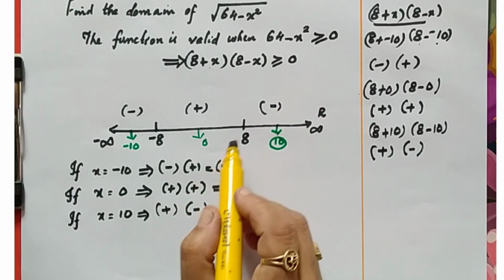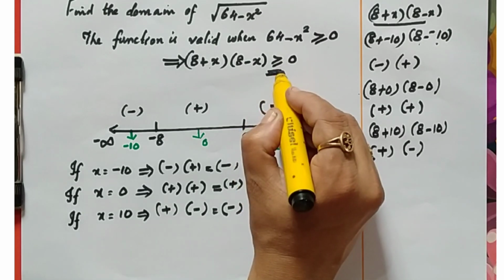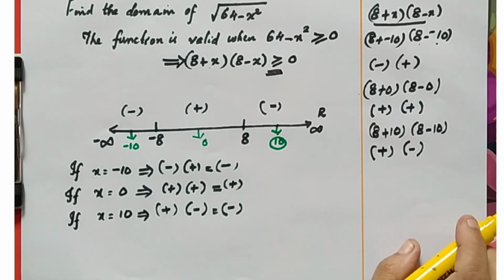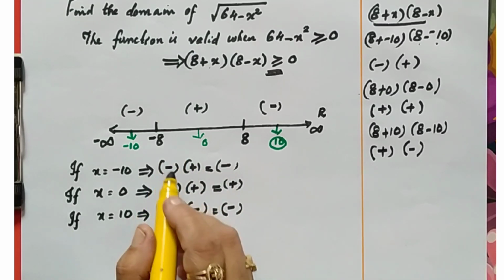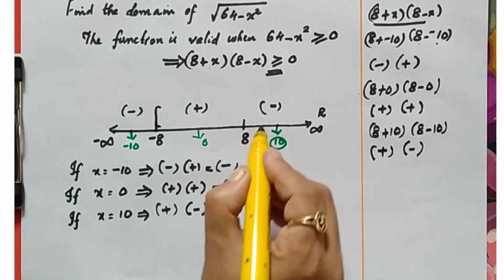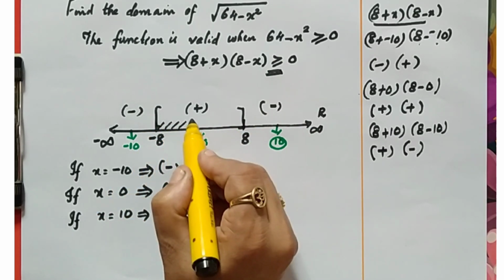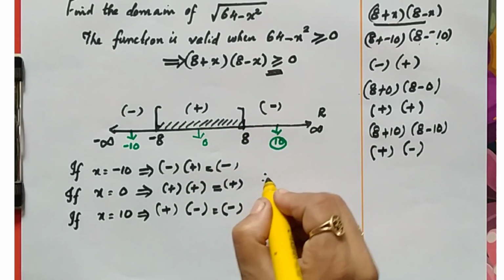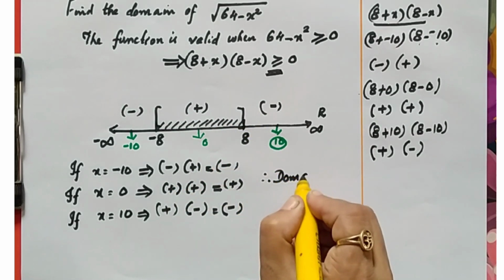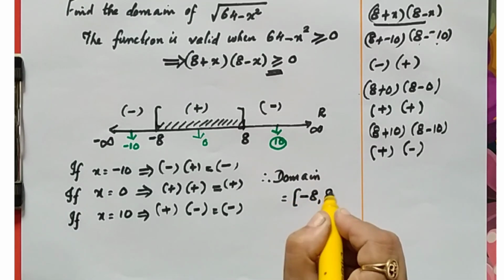Now you need to look at the function. Here it must be greater than or equal to 0, means that positive value only will be admissible for the function. Which subinterval gives the positive value? Between minus 8 and plus 8, including minus 8 and plus 8. In this interval, for all values, the function will become positive. Therefore, domain of the function equal to closed interval minus 8 to plus 8.